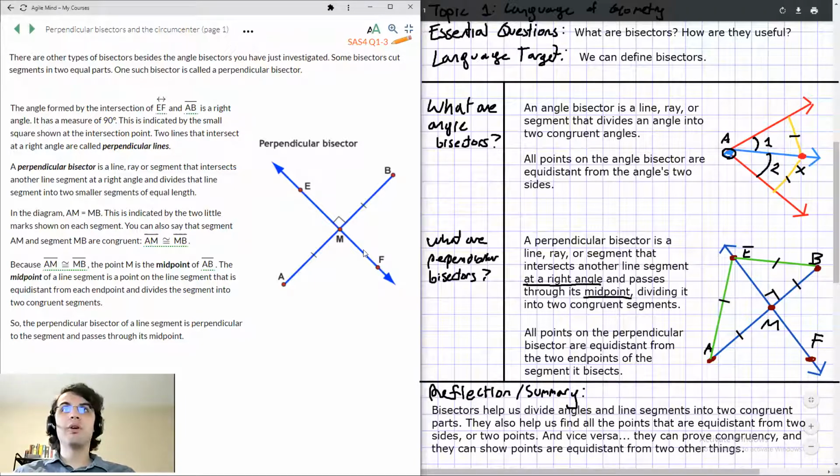So there you go. There's all our notes for this class, right? We got the essential questions, our language target, two questions to answer, the two kinds of bisector, and our reflection with some pictures and some text. Okay? I will have this notebook saved, so you can absolutely just check this out later at your own leisure, okay? And you can check this video out at any time, all right?